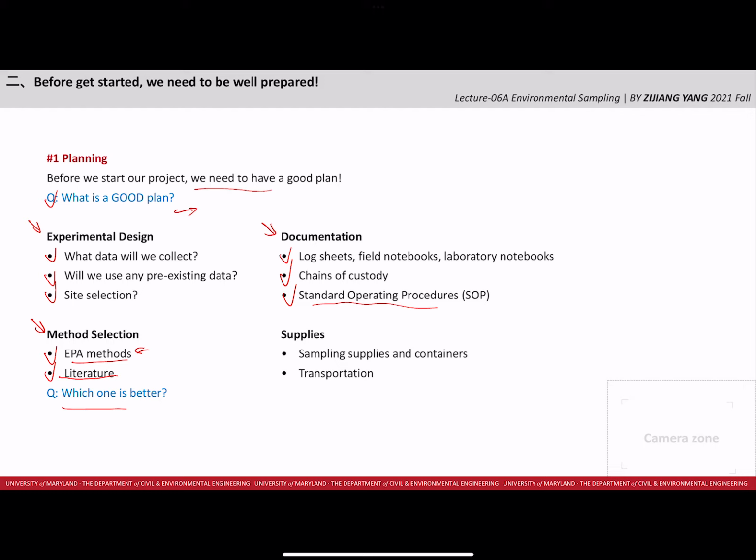If you have a lawsuit, but your opponent does not understand environmental science, and you explain the method in the literature, he cannot understand. But if we say we use the EPA method, it is more defensible. So it has both advantages and disadvantages. The last one is supplies. So we have sampling supplies and containers, and we need to think about the transportation.